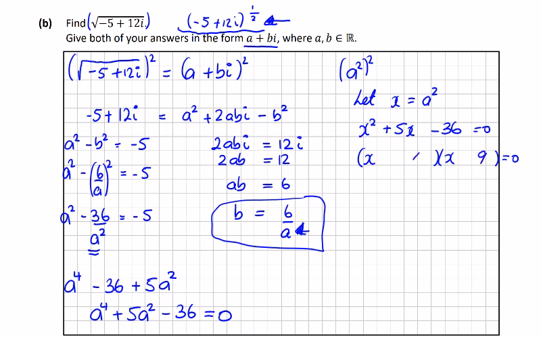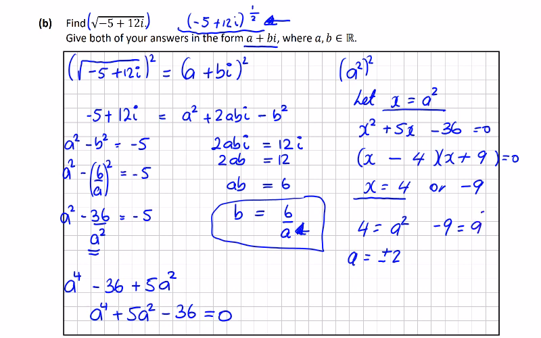It has to be 9 by 4, or 36, and we want plus 5x, so plus 9x minus 4x. So x is equal to 4 or minus 9. And if x is equal to 4, we will have 4 is equal to a squared, so a is equal to plus or minus 2. If x is minus 9, we said that x is equal to a squared, so minus 9 is equal to a squared. You can see that that doesn't work. We can't get a negative if we square a.